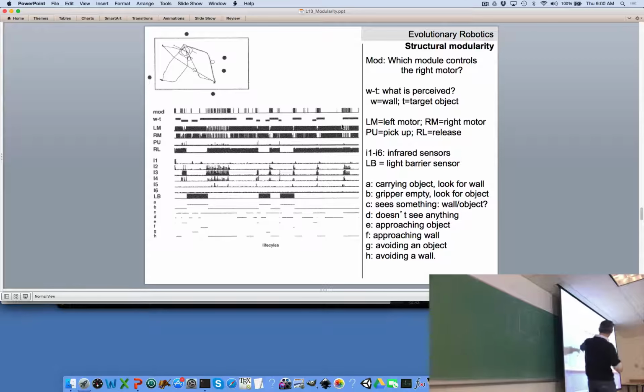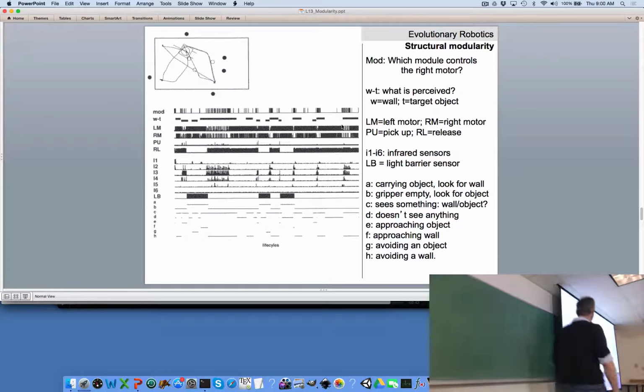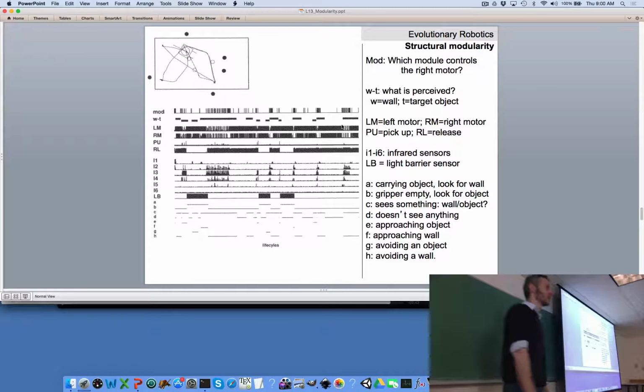Okay, A through H here correspond to, again, a way you might, as a human designer, think about partitioning this problem into different subfunctions. So the robot in A here is carrying the object and it's looking for the wall, or the gripper is empty and it's looking for an object. Again, these don't seem to correlate with how the robot is actually using its two modules. So it doesn't correspond to A or B. How about C through H? Do you see any more correlation there?